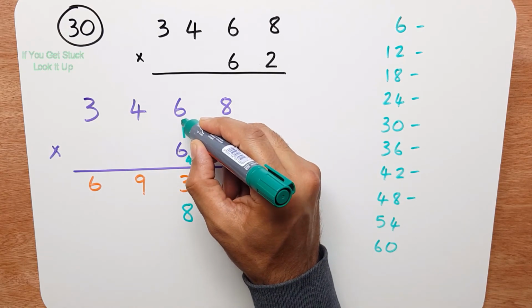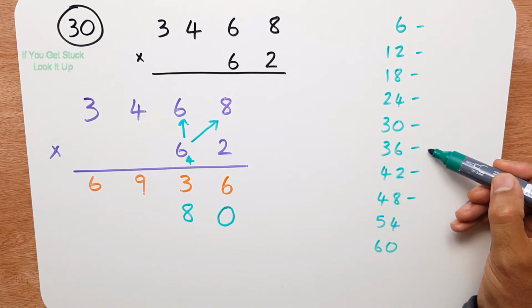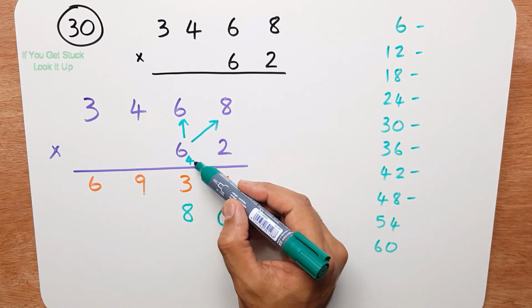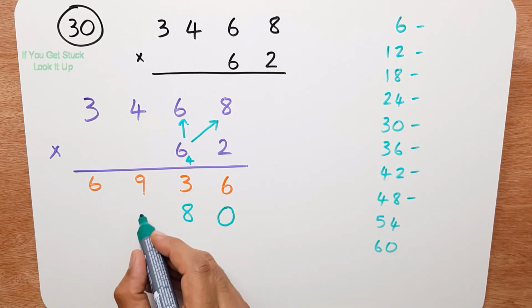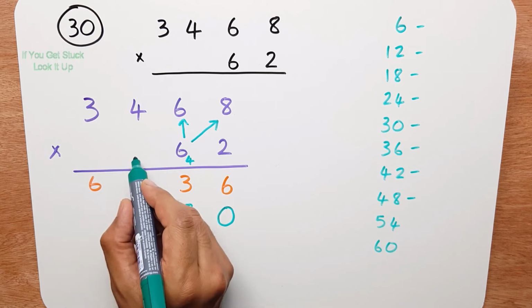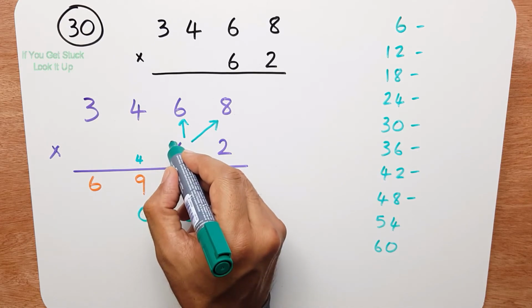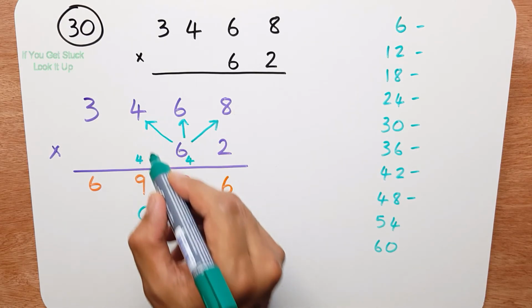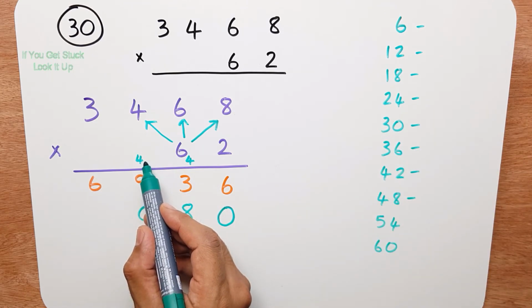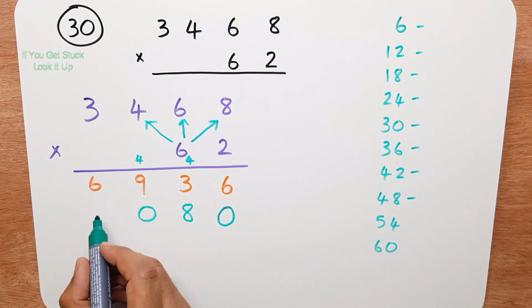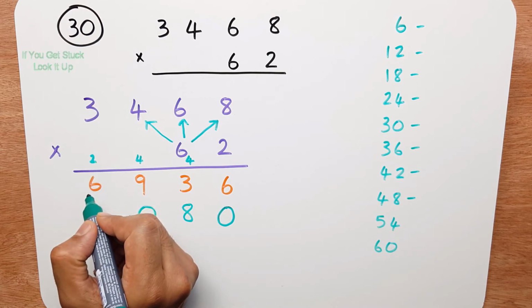Now I'm going to do 6 times 6. And 6 times 6 is 36. Plus the 4 that we've carried over is 40. So I'm going to put 0 here and carry the 4 over to the next column. Now I do 6 times 4. And 6 times 4 is 24. Plus this 4 we've carried over is 28. So I'm going to put 8 here and carry the 2 over to the next column.